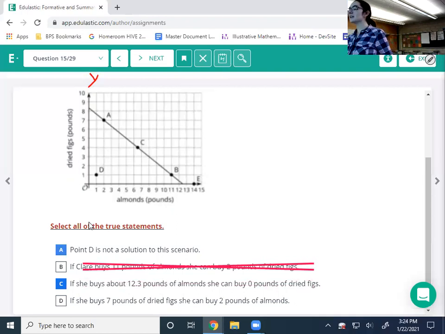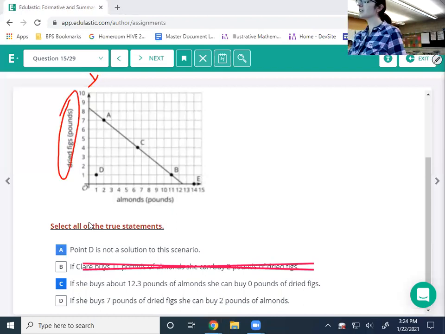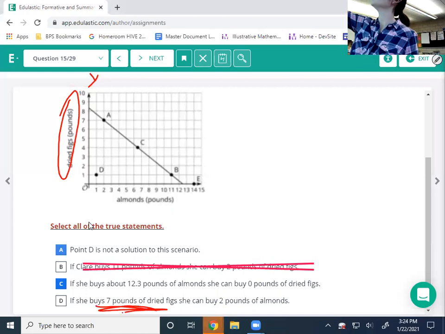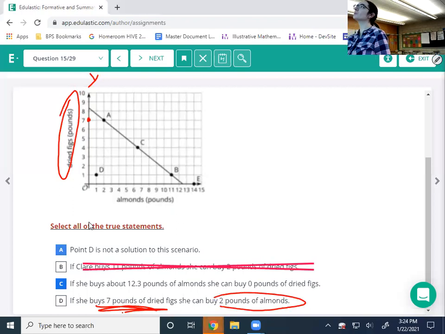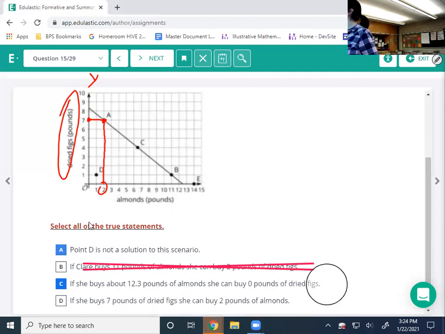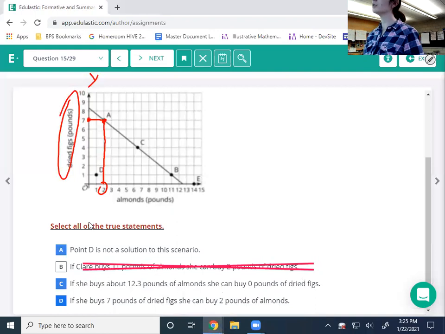So it says, if I buy 7 pounds of dried figs, she can buy 2 pounds of almonds. So dried figs is talked about on our y-axis here. That means I need to go up to 7 pounds of dried figs. And I need to see if I can buy 2 pounds of almonds when that happens. So I cross it over to where it hits our line, and it hits it at 2 pounds of almonds. So this is once again another true statement. So for this one, you are going to select A, C, and D.